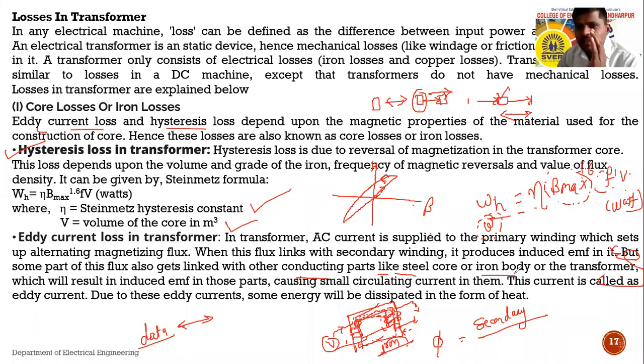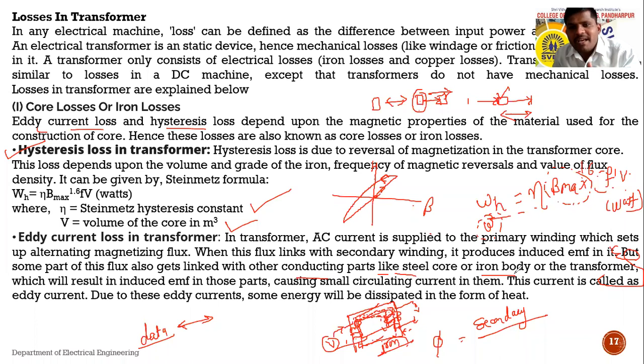See, when the primary is supplied by some voltage, at that situation some current will be flowing from primary. When current flows from primary, some flux will be produced. This flux will be linked with the secondary and it will produce an EMF in the secondary winding, but not the total flux produced in the primary will link with the secondary. That means there is some flux that will be leakage or loss, and this flux will be linked with the other conducting part of the transformer or body of the transformer.